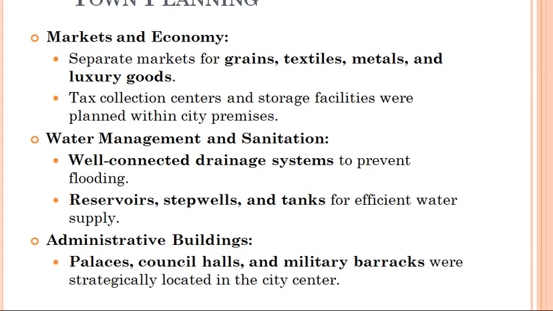Water management and sanitation: there must be enough reservoirs, temples and tanks to provide water supply in the city. There must be a well connected drainage system to prevent flooding. Administrative buildings must be strategically located at the city center. They must consist of palaces, council halls and military barracks. Like this, town planning must be done in proper order.